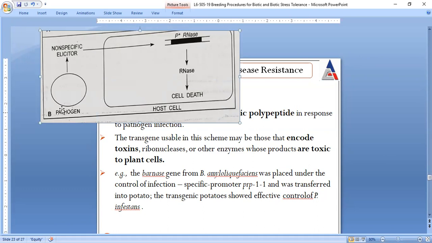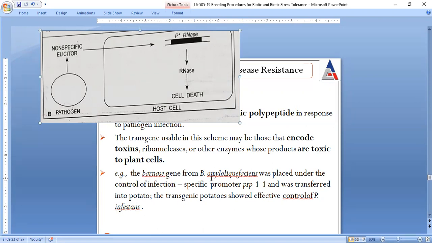When this infected cell is attacked by the pathogen, it will attack the host by production of certain non-specific lysators. These lysators will activate the endogenous action that in turn is going to produce toxins, and these toxins will kill the plant cell. So along with the death of the plant cell, there is going to be the death of the pathogen also.